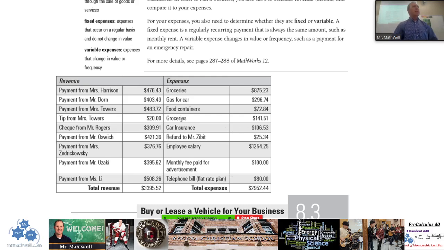Groceries, you might not eat the exact same amount every month, so that's probably going to change. That's a variable, okay? Gas for your car, again, variable. Is groceries on there twice? Interesting. Okay, they went for groceries more than once in a month. That makes sense. Variable, though, would change, right? Variable expense, as I mentioned.